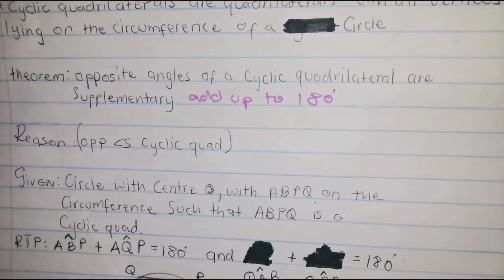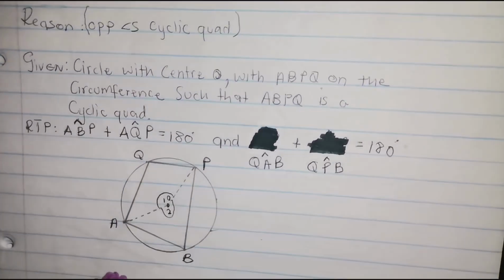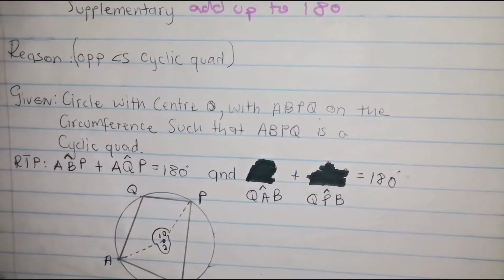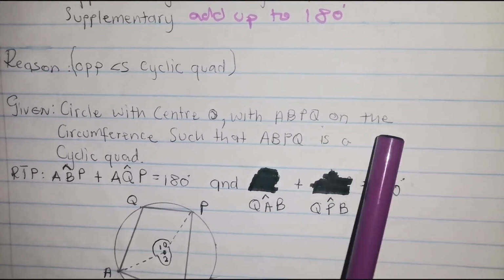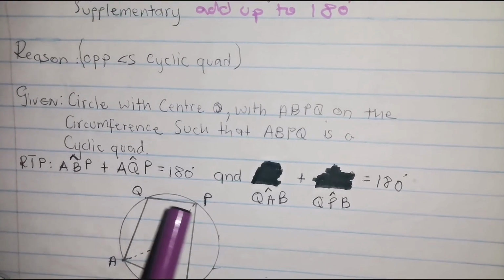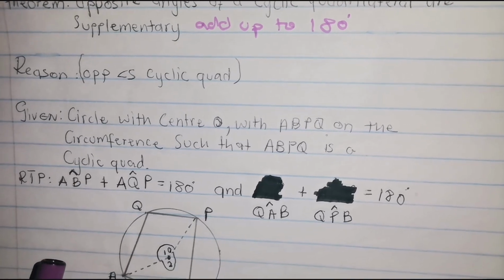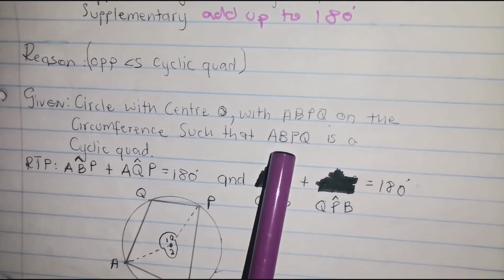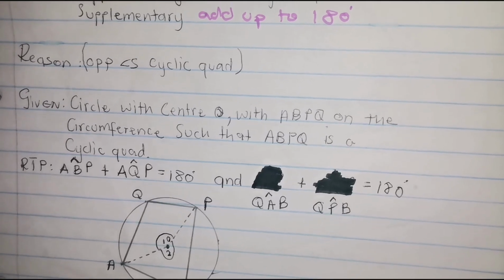So we are given a circle with center O, with A, B, P, Q on the circumference. These four points are on the circumference, such that ABPQ is a cyclic quadrilateral. I hope you understand, guys.